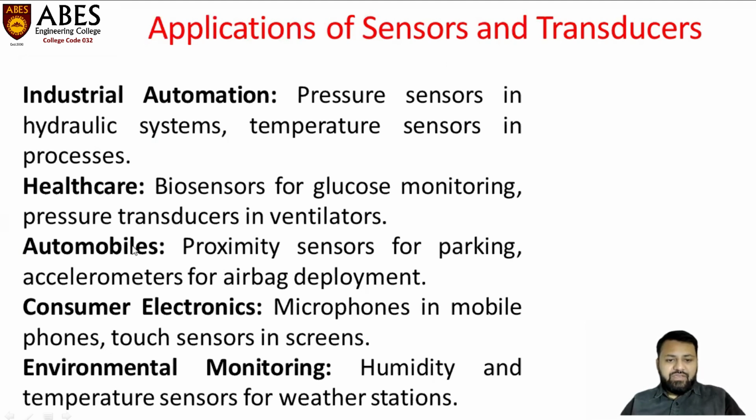Then in the automobile sector, we have the proximity sensor, parking sensors, accelerometer, and airbags, in which various kinds of sensors are used. Then consumer electronics, in which there are mobile phones, smart gadgets, tablets, and computers. And in the last, environmental monitoring is there, in which humidity measurement, pressure measurement, and weather forecasting are done. So we have to use different kinds of sensors for all this environmental monitoring.